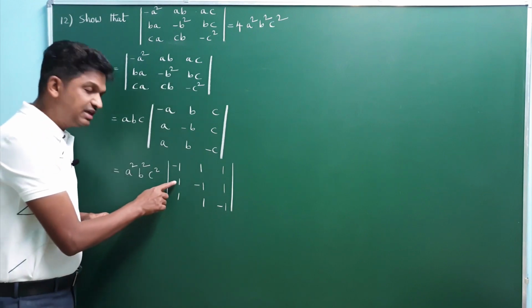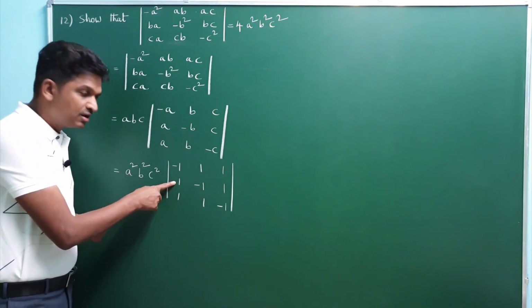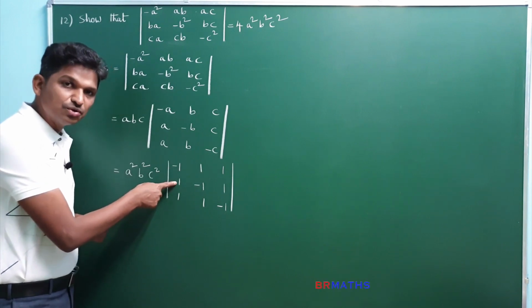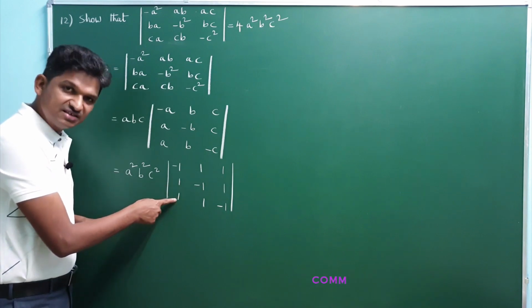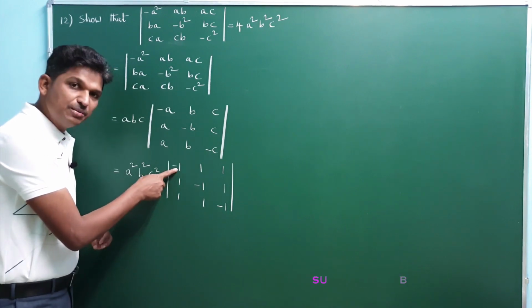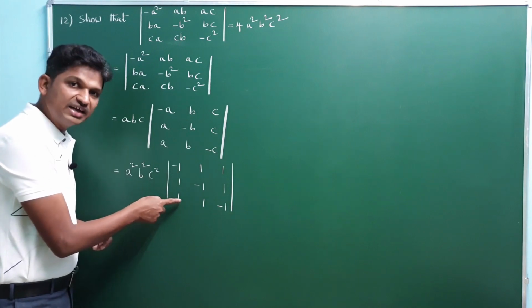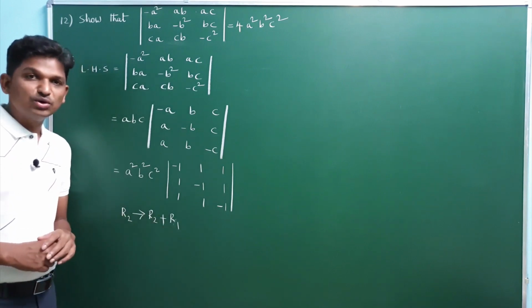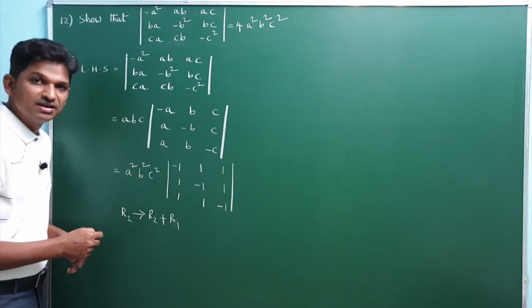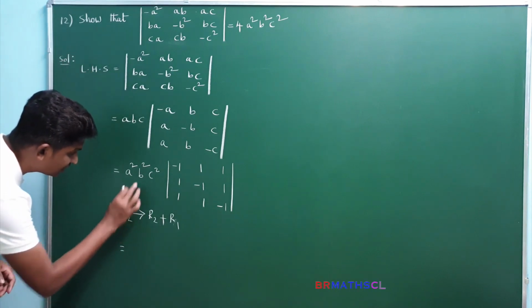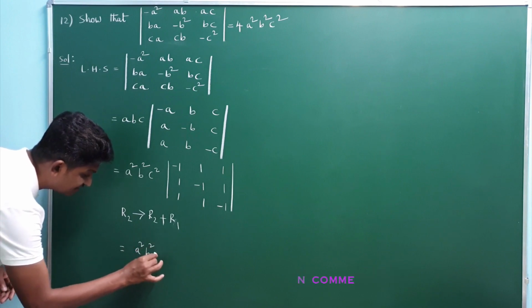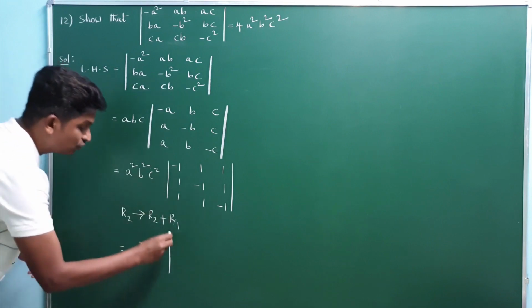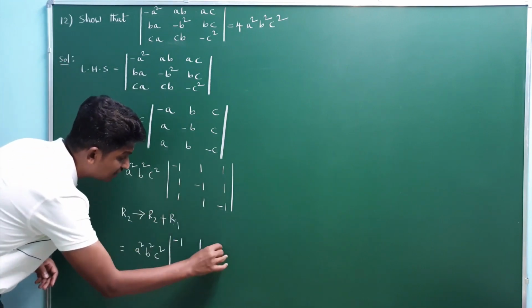What I will do here, I am checking whether I can make this element 0 by using this element. Yes, if I add these two elements, this element will become 0. Now I am checking whether it is possible to make this element 0 by using this element. Yes, if I add these two numbers, I can make this element 0. Look here, what operation I have written? R2 changes as R2 plus R1. That means this element plus this element. Okay, let's see what happens when we apply this operation. A square, B square, C square as it is. When I apply this operation, R1 has no change, so minus 1, 1, 1 I'll write as it is.